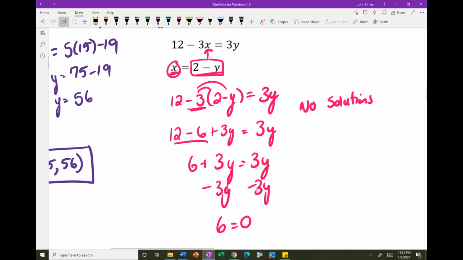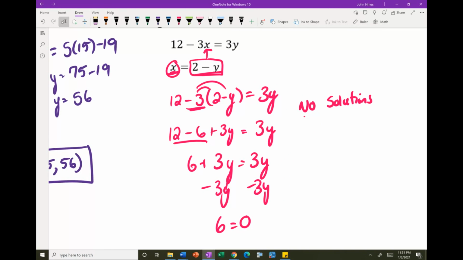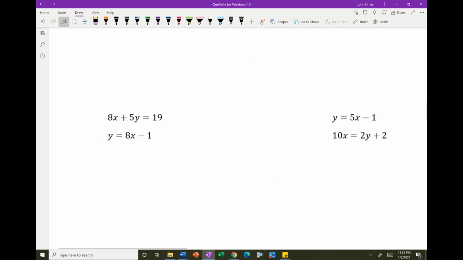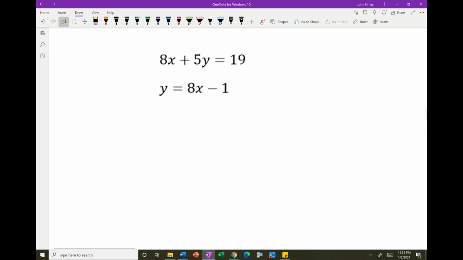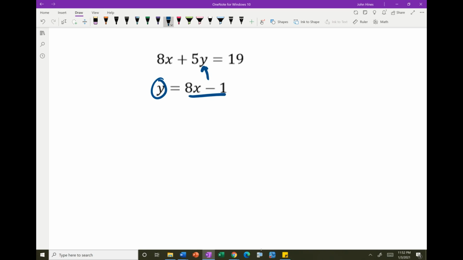So sometimes when we solve a system of equations, we don't get a point of intersection and there's no solution. All right, sliding down here. Again, I'm looking for the variable that's all by itself. Bam, there it is. Y is 8x minus 1. So wherever I see a y, that's what I'm going to substitute it with.